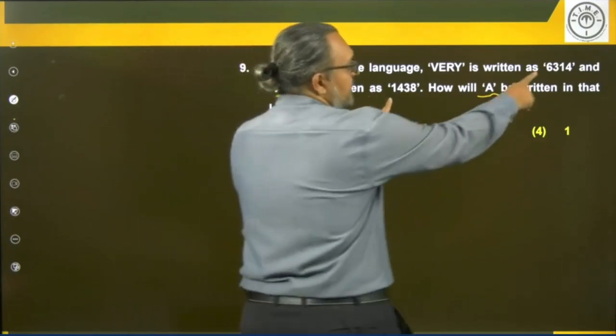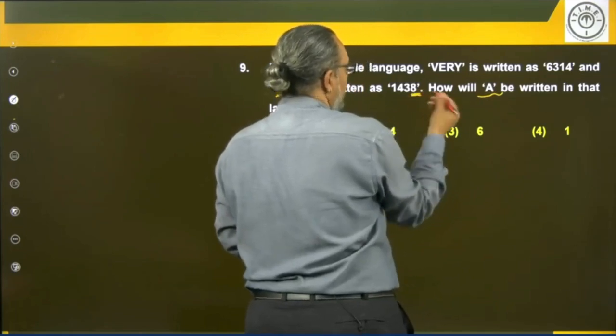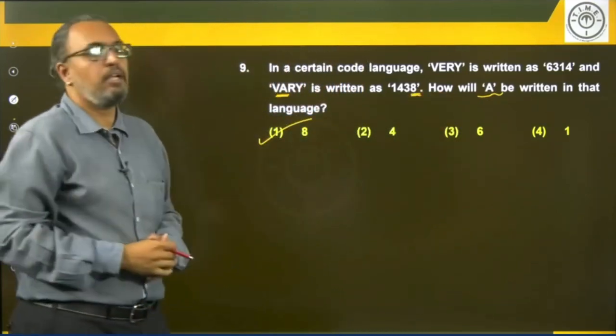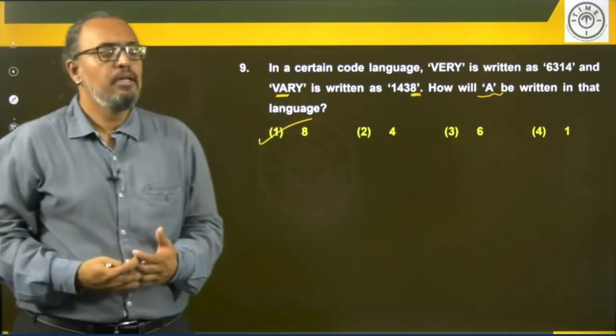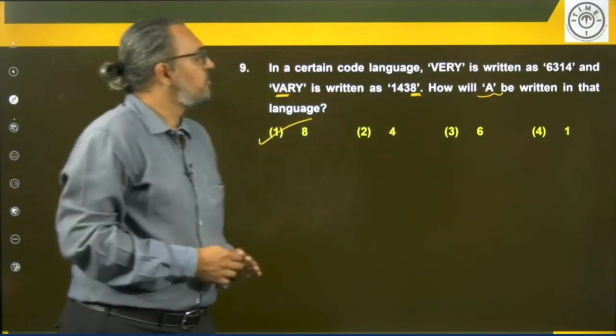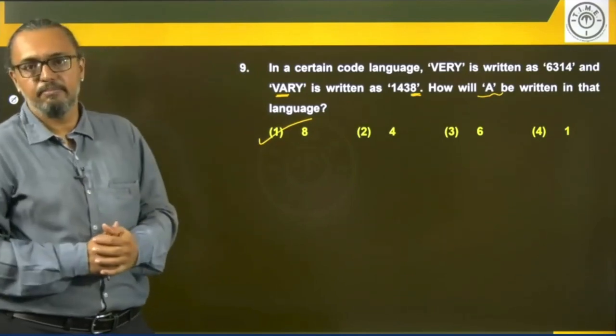Now 1 is there, 4 is there, 3 is there. The number that is not repeated is 8. So 8 will be my answer for A, because a letter, if it is not repeated, the code also should not be repeated. So 1, 3, 4 are repeated. So 8 is the number that is not there. That is my answer. Okay.